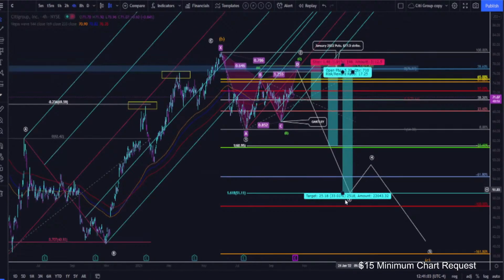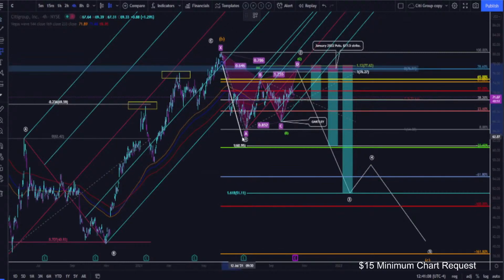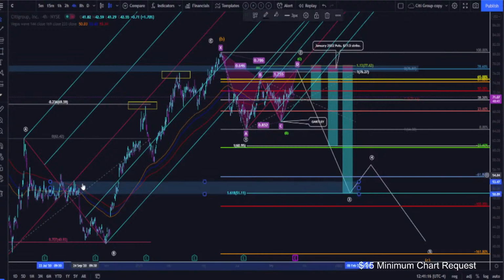All right, so even just to get to this, which would be the 1618. If indeed this is 1, 2, and we're going 3 as he's marked it out here, well, that's a reasonable target. And then you just look left, right? All of that kind of fits in nicely. So nice long-term target here.